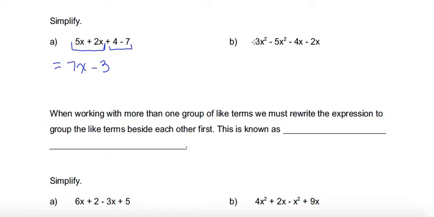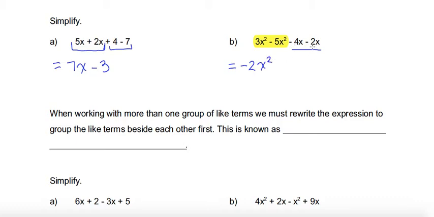The next one, I have 3x squared. If I wanted to highlight my x squareds, I could. If I wanted to underline my x's, I can do that to distinguish the two different types of terms that I have. So I'm going to combine my x squareds. So 3 take away 5 is negative 2. So I have negative 2x squared.